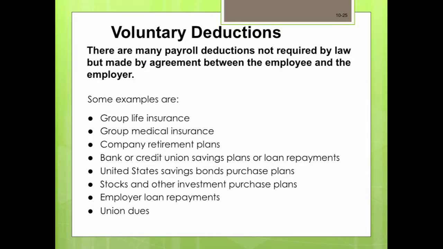Now, we covered what are required tax deductions, but there are also voluntary deductions that an employee may be opting into. They're not required by law, but there's an agreement between you, the employer, and your employee. Some examples are group life insurance, group medical insurance, company retirement plans, bank or credit union savings plans or loan repayments, United States savings bonds, purchase plans, stocks, and other investments, and employer loan repayments or union dues.